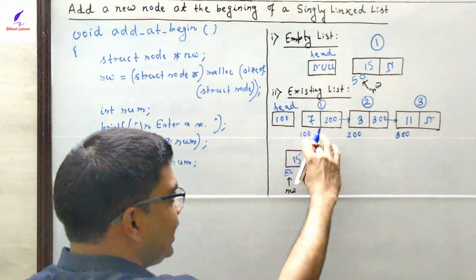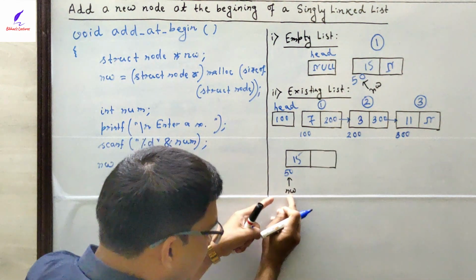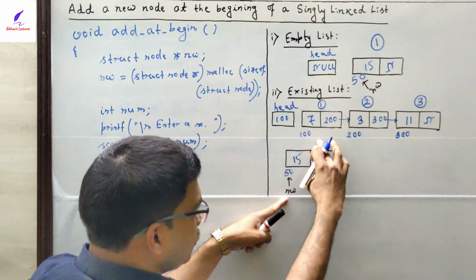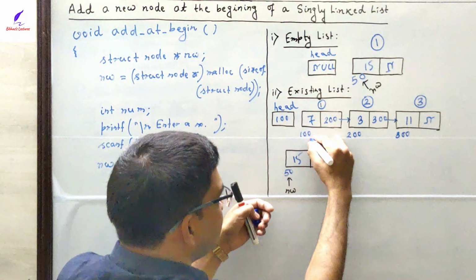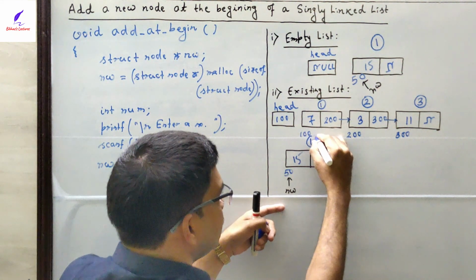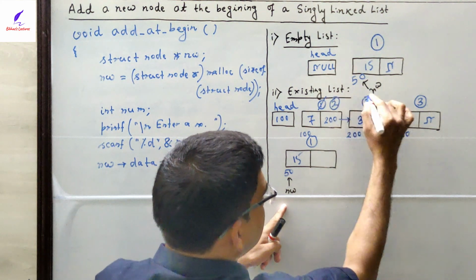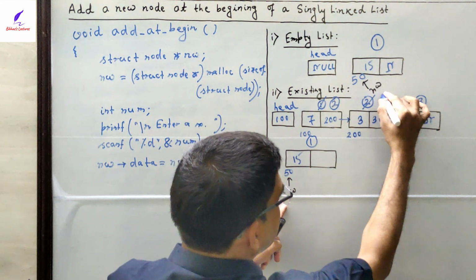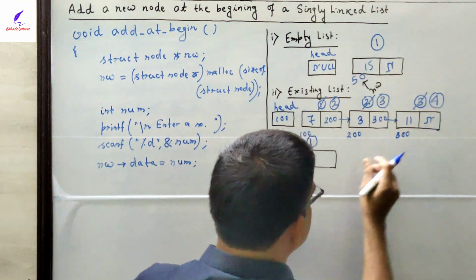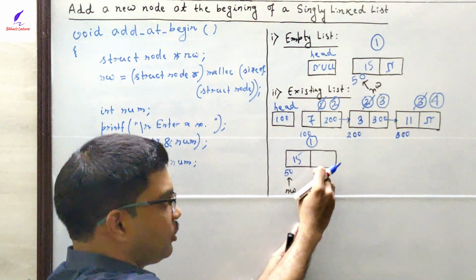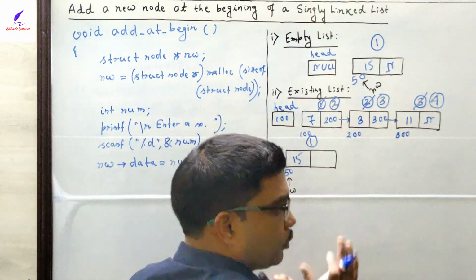Now in the case of an existing list, look at this. Here this is the new node that is being pointed to by NW, and it will be placed at the first position. So now this will be the first node, and the previous first node will be the current second node, the previous second node will be the current third node, and the previous third node will be the current fourth node, because we are inserting this node at the beginning. So previous first will be second, previous second will be third, and previous third will be fourth, like that.